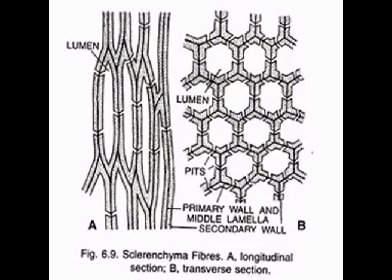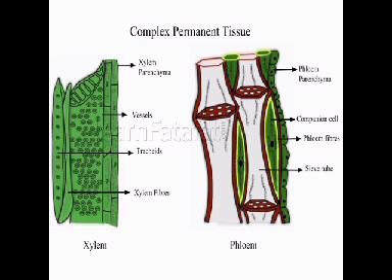Now, complex tissues. Complex tissues are heterogeneous in nature and are composed of different types of cell elements. The vascular tissues, xylem and phloem, are the only complex tissues of importance.